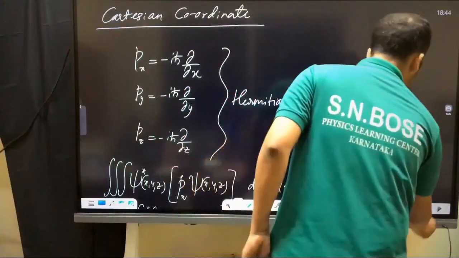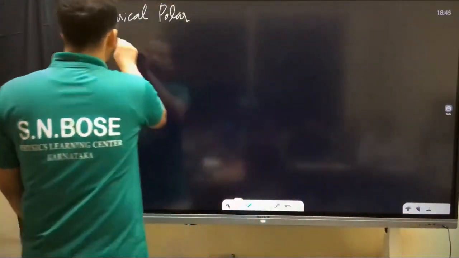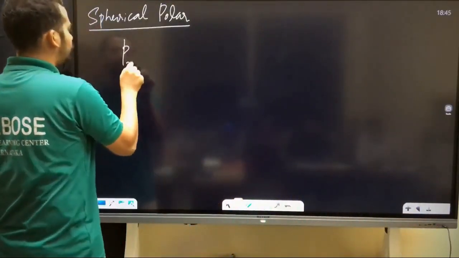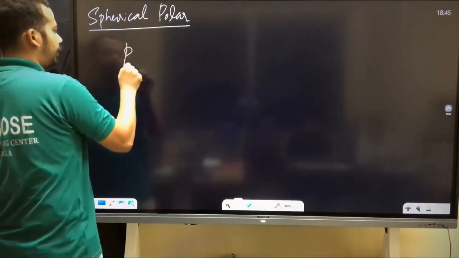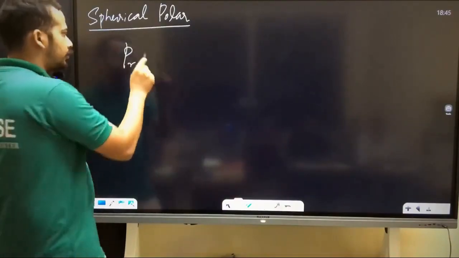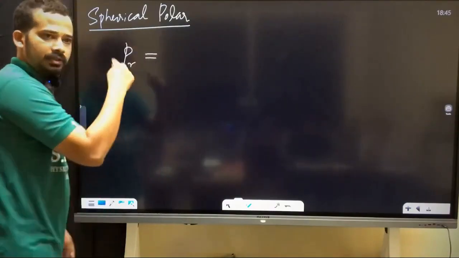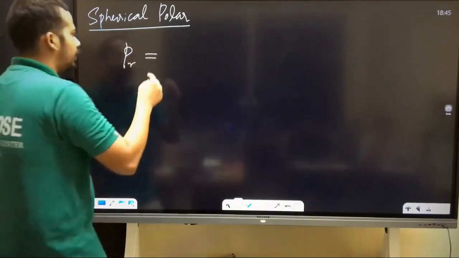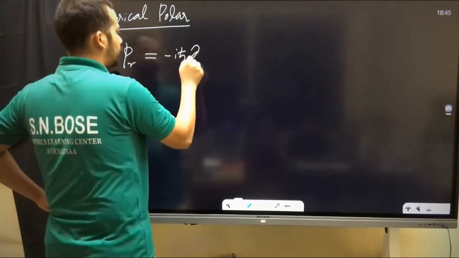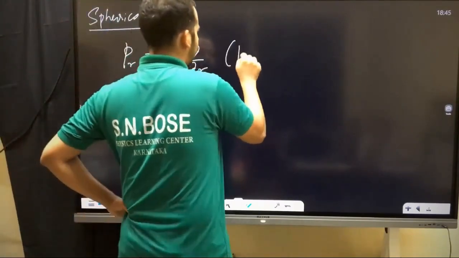So if you go for spherical polar, if you define pr especially, so I will come out with a better idea, maybe. I mean, in classical mechanics, if I think in this manner, I may get some idea. Minus i h bar dou by dou r.